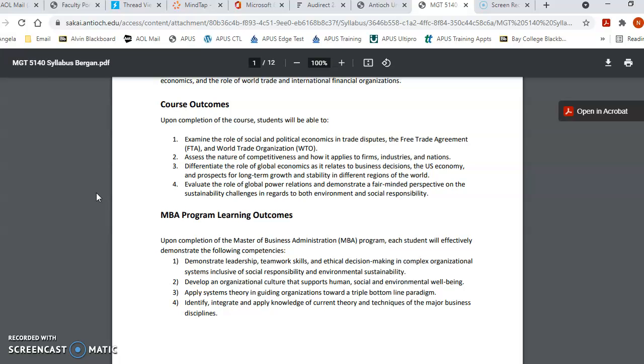We're also going to be looking at differentiating the role of global economics as it relates to business decisions, the U.S. economy, and how long-term growth can be evaluated. We're also going to be looking at the role of global power and demonstrating some type of social responsibility. And social responsibility is going to look at this new concept that we're trying to talk about with regard to sustainability.